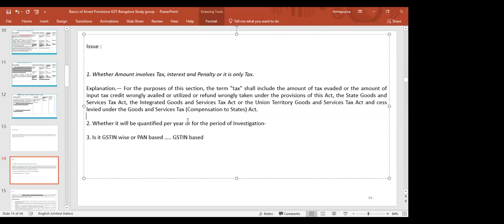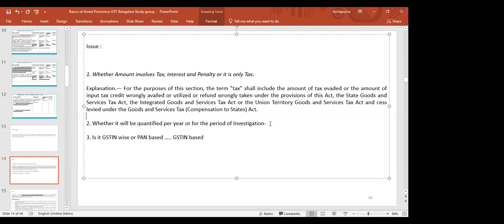Second, while reading, I also wondered whether this 5 crore is going to be quantified per year or for the period of investigation. In one scenario, they issued summons for 3 years and say it is exceeding 5 crore. If I calculate every year, it comes around 1.5 to 2 crores, but if I calculate for the period of investigation, it comes above 5 crores. So should it be quantified per year or for the period of investigation, sir? My view is it will be for the period of investigation, sir. Correct, I agree with you.